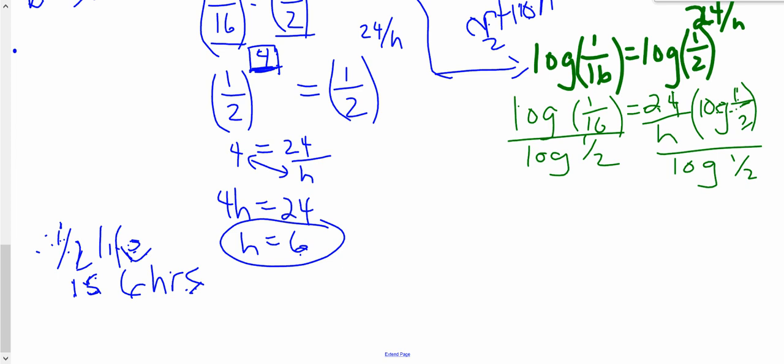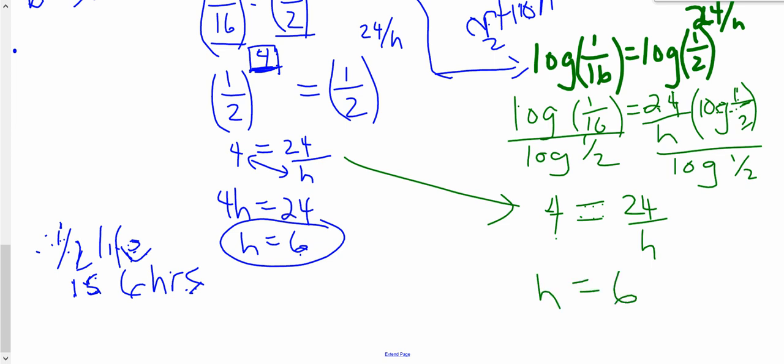So if you take log of 1/16 divided by log of 1/2, you should get back 4. So this should be 4. And then that's equal to 24 over h. And now you're basically right here at the same step we were at before. So by logging 1/16 and dividing it by log of 1/2, you will get back that trial and error number that we had to do. And then, of course, you're just going to get h is equal to 6. Okay, so you're going to get the same answer.